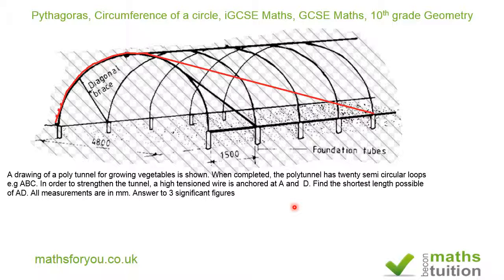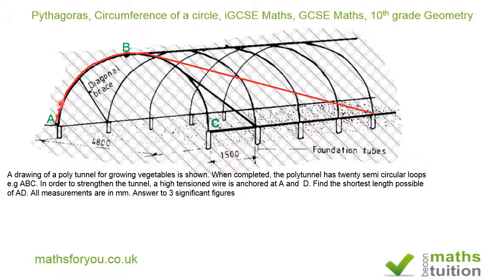Now, I should try and paraphrase what we've got here and what's given to us. What we've got here is the drawing of a polytunnel. A polytunnel is a temperature-controlled environment in which plants and vegetables are grown. In this particular drawing, we have loops, and the loops are all semicircular.